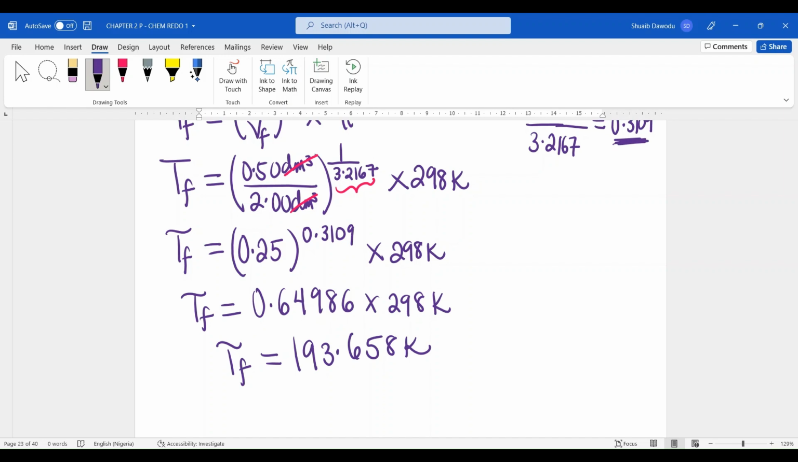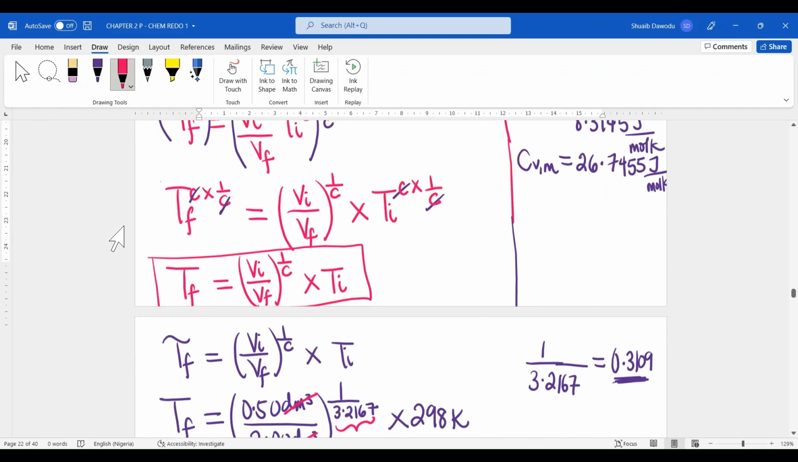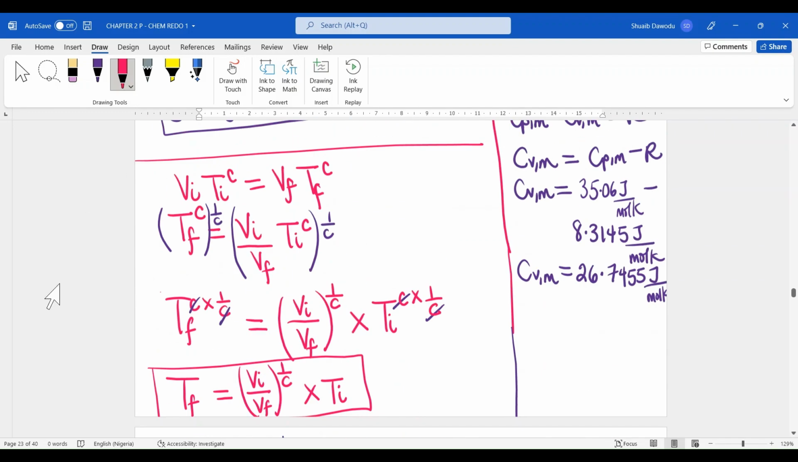Now, the next thing we have to do is what we do in chemistry or science, which is to approximate to the proper number of significant figures. If you look at our work, everything we've been given in terms of numerical value is in 3 significant figures. Here 1.0 is in 3 sig figs, 298 is in 3 sig figs, this one right here is in 2 sig figs, and this one is in 3 sig figs. But the initial temperature was given to us in 3 sig figs, so I'm going to put our final answer in 3 sig figs. So our T final is approximately 194 Kelvin. This is the answer to the first part of the question.